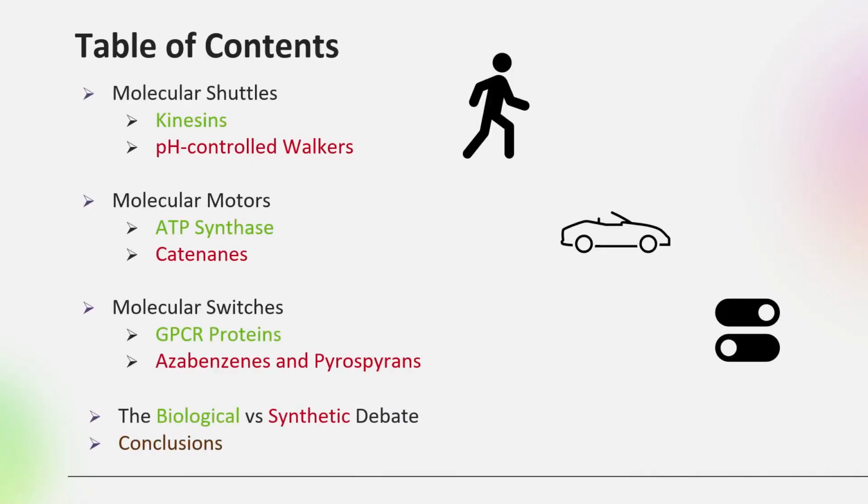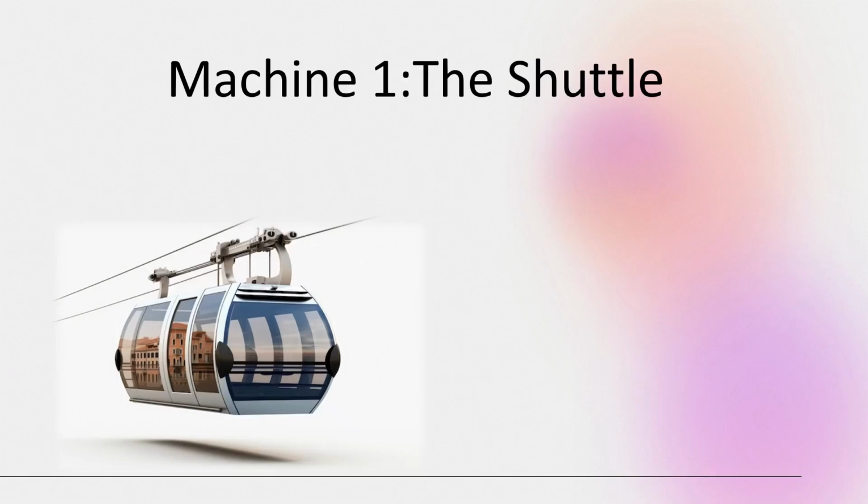In this video, I will take us on a brief survey of the molecular shuttle, motor, and switch in some of their most well-known forms, both biological and synthetic. We will examine both the strengths and the drawbacks of each type, and I hope you'll come away from this presentation with a bit more knowledge of the field of molecular machines, as well as maybe a bit more wonder at the world around us. Our first machine is the shuttle.